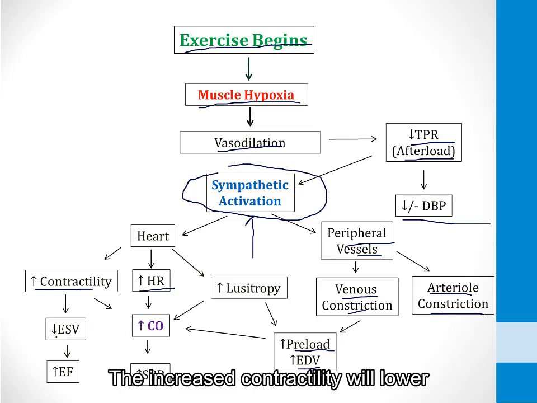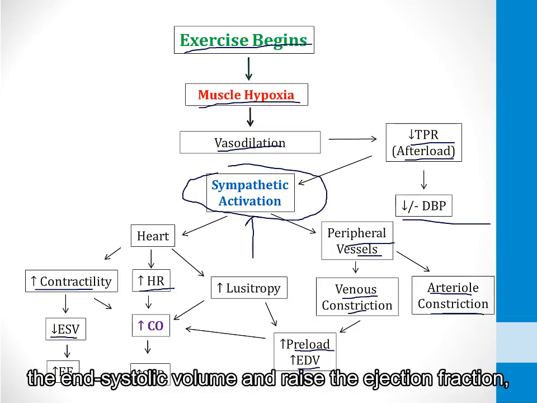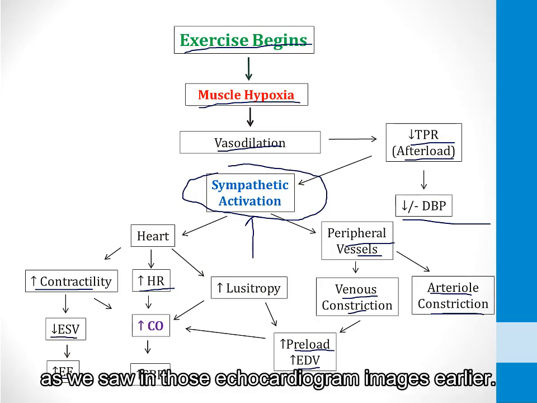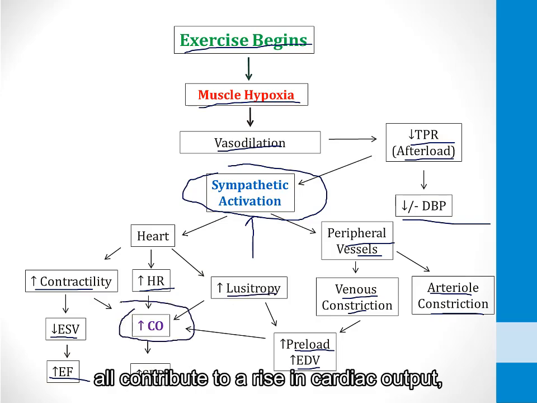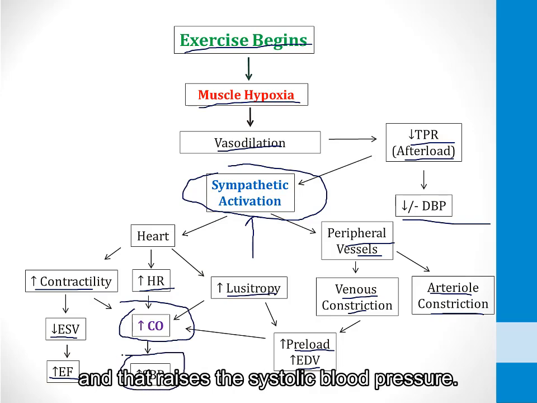The increased contractility will lower the end systolic volume and raise the ejection fraction, as we saw in those echocardiogram images earlier. The higher heart rate plus the increase in contractility plus the increase in lusitropy all contribute to a rise in cardiac output, and that raises the systolic blood pressure.